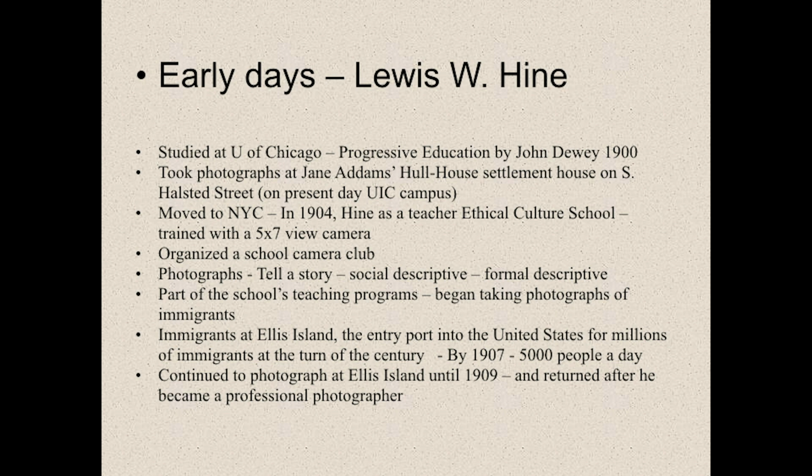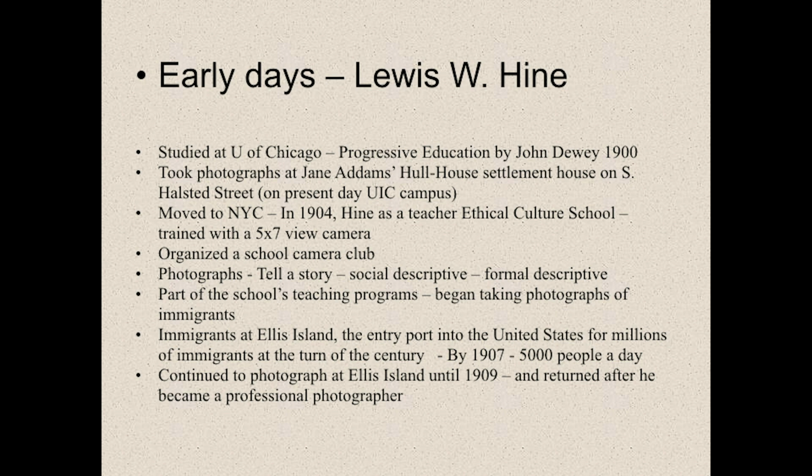So Lewis Hine ended up moving to New York in 1904, and he became a teacher at the Ethical Culture School, where he actually kind of taught himself to be a photographer. He trained with a 5x7 view camera, and he organized the school camera club, and he used photography to tell a story, a social description, a formal description of what the world was like at that moment.